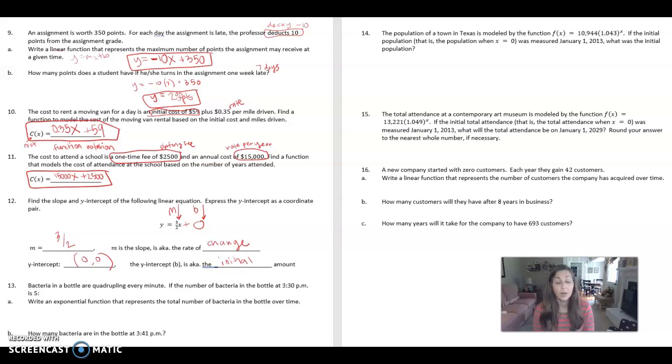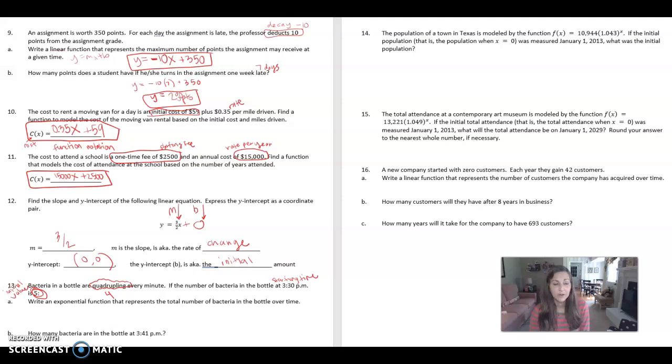Number 13. Okay, this is the most challenging problem on the sheet, on the notes. Bacteria in a bottle are quadrupling. Now, you have to know what that word means. If you have quadruplets, then you had 4 babies at one time. Quadruple means 4. If the number of bacteria in a bottle at 3:30, okay, this is our starting time. So the bacteria started out at 3:30 p.m. That's important. And the starting number of bacteria is 5. So this is what we started with. This is our initial value. And the time that we started was 3:30.